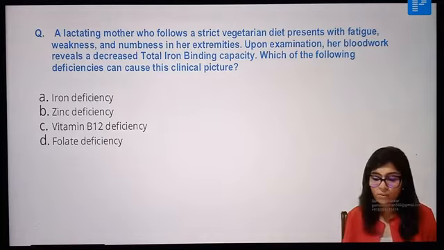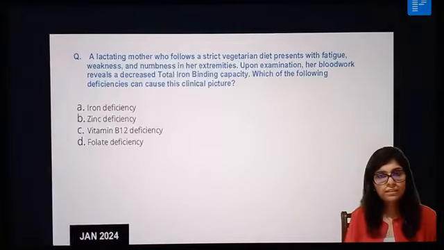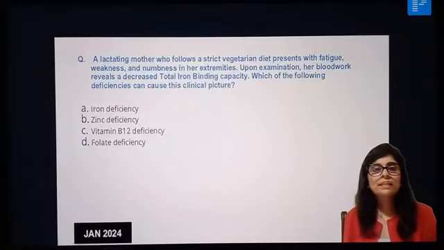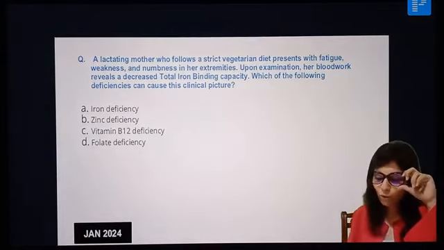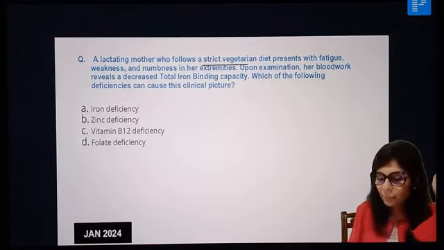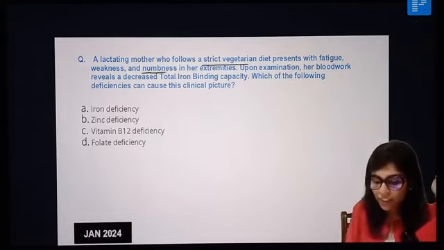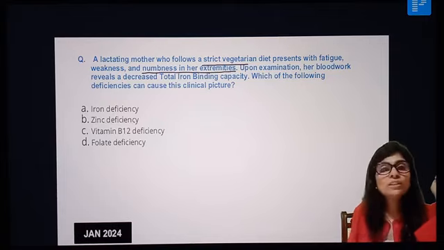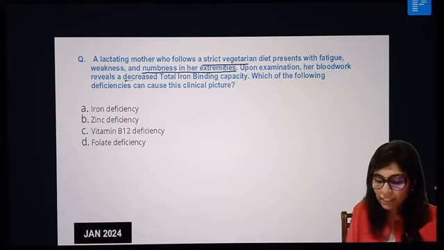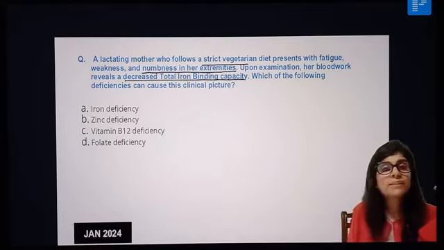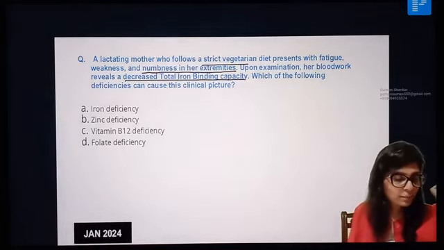Can you answer this now? This is an FMG January 2024 MCQ. A lactating mother who follows a strict vegetarian diet presents with fatigue, weakness and numbness in her extremities. So a vegetarian person presenting with neurological manifestations. Upon examination, blood work reveals a decreased total iron binding capacity. Which of the following deficiencies can cause this clinical picture?